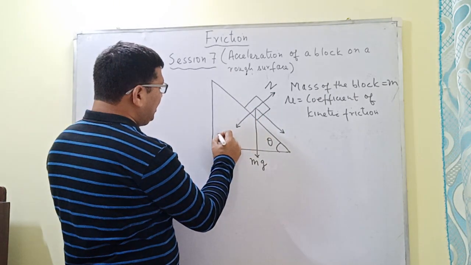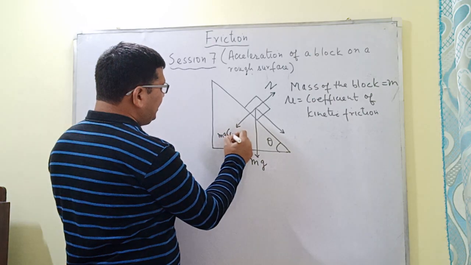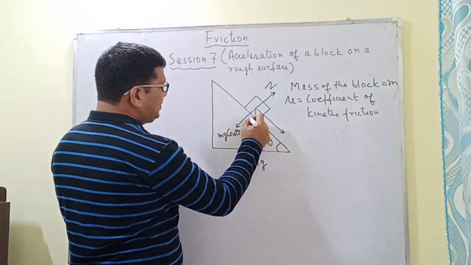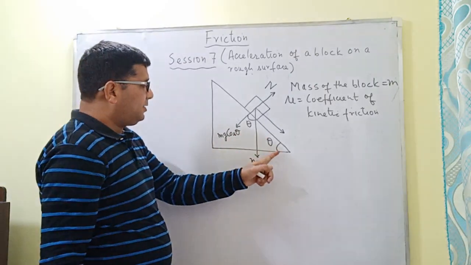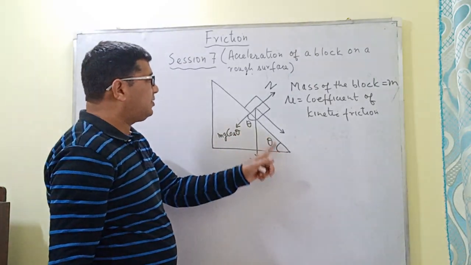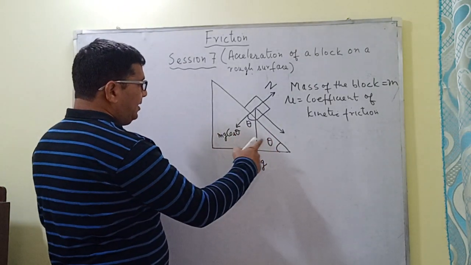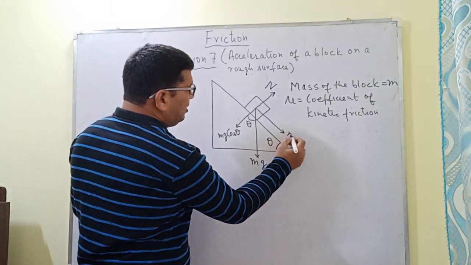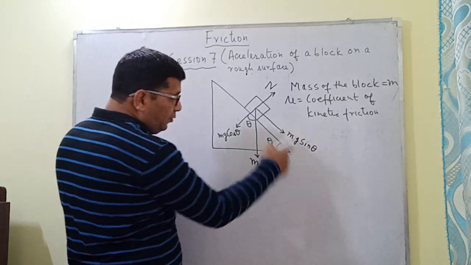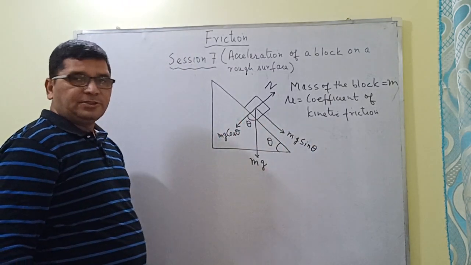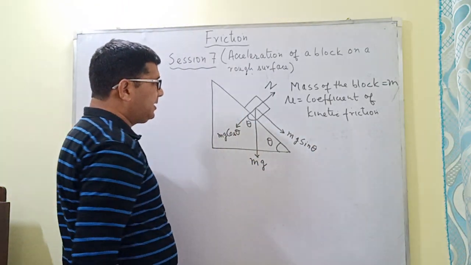Now this component will be equal to mg cos theta, because this angle is theta. This is the angle of inclination of this inclined plane, and this component which is acting in the downward direction along this inclined plane will be equal to mg sin theta.